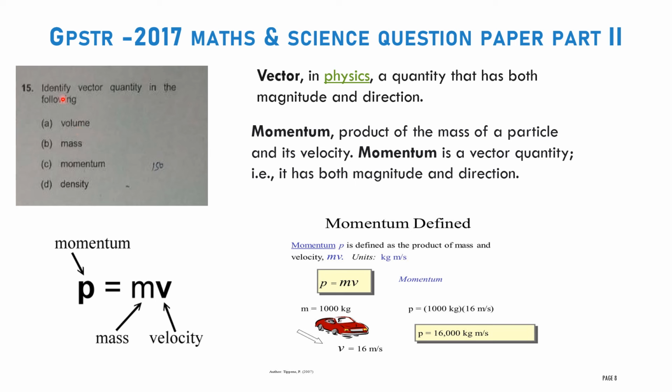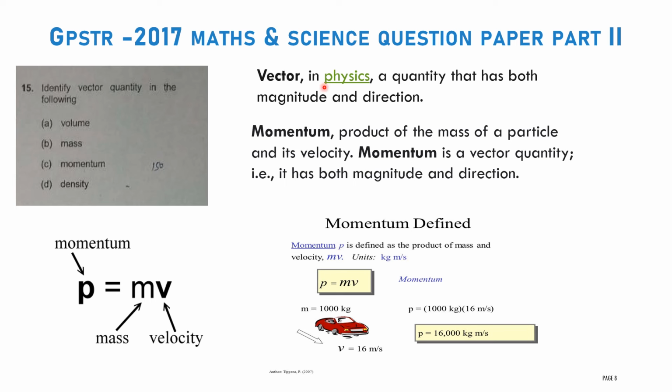Next question: identify the vector quantity in the following. Option A, volume. Option B, mass. Option C, momentum. Option D, density. Before discussing this question, we have to know two terms: one is scalar, another is vector. A scalar has only magnitude. Magnitude is nothing but a number.